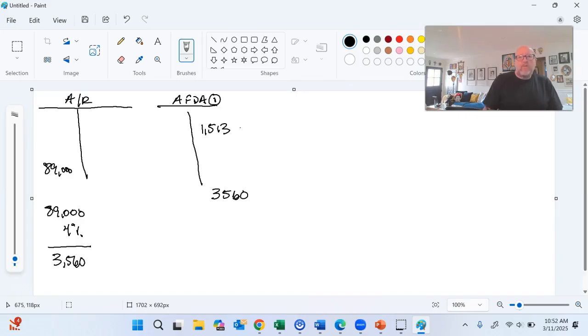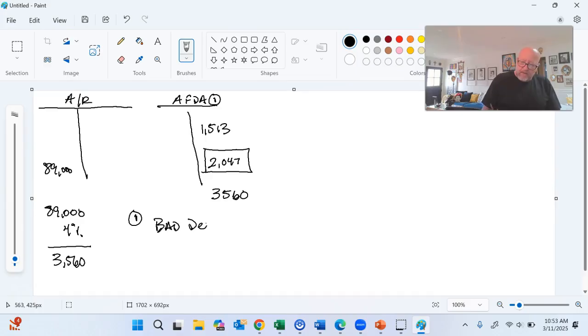So what we're saying is we want the allowance for doubtful accounts to be 3,560. However, if it's already 1,513, then the adjusting entry needs to be the difference between those two. What do I need to add to allowance for doubtful accounts to move from 1,513 to 3,560? And I get 2,047. That's the worst looking 2 I think I probably ever wrote.